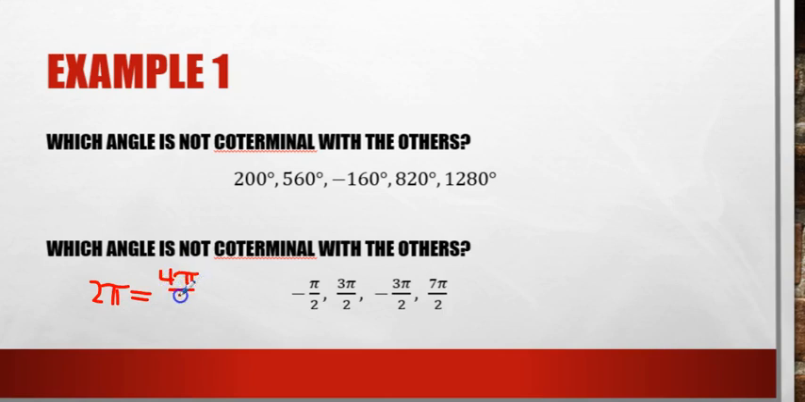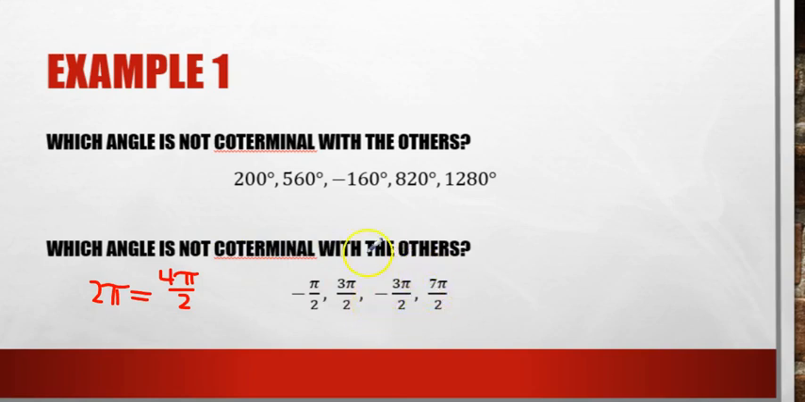I'm just getting a common denominator to make it easier to add or subtract. So if you start with negative pi over 2 and you add 4 pi over 2, you get 3 pi over 2. If you start from negative pi over 2 and you subtract 4 pi over 2, you should get negative 5 pi over 2, not negative 3 pi over 2. So this is the one that is not coterminal with the other angles.